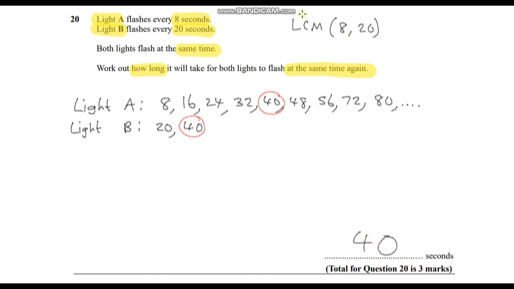So we had to calculate the lowest common multiple of 8 and 20, which is 40. I did it by listing, but there are other ways you could do it. The reason I did it by listing is because these numbers aren't very big, so it didn't take long for me to work out that 40 was the answer.